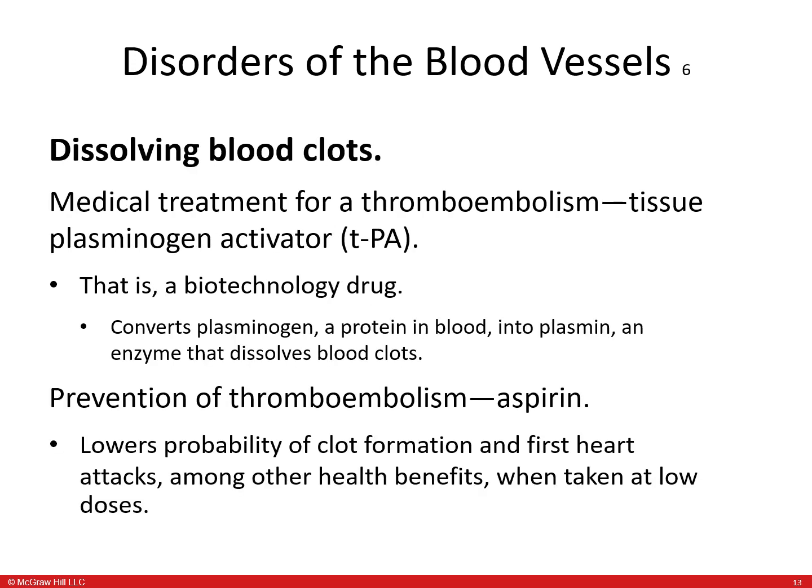How do you dissolve blood clots? What you can do is take tissue plasminogen activators. These convert plasminogen, which is a protein found in the blood, into plasmin, an enzyme that dissolves blood clots. How do you prevent thromboembolism? You can take aspirin. Aspirin is good at low dosages.